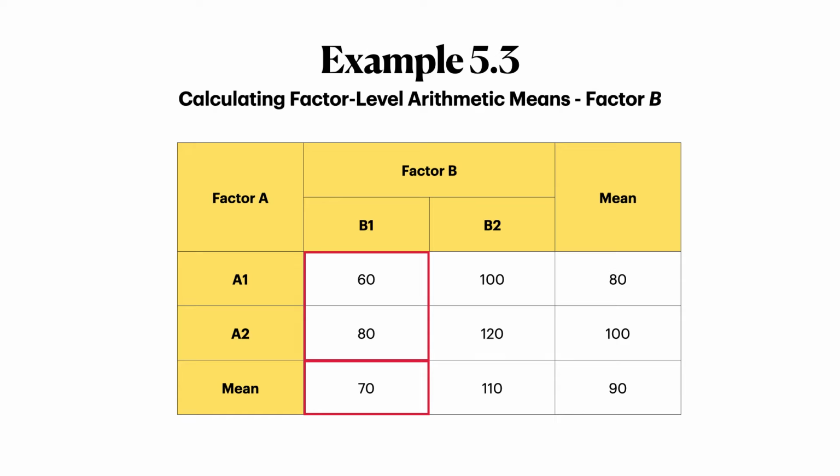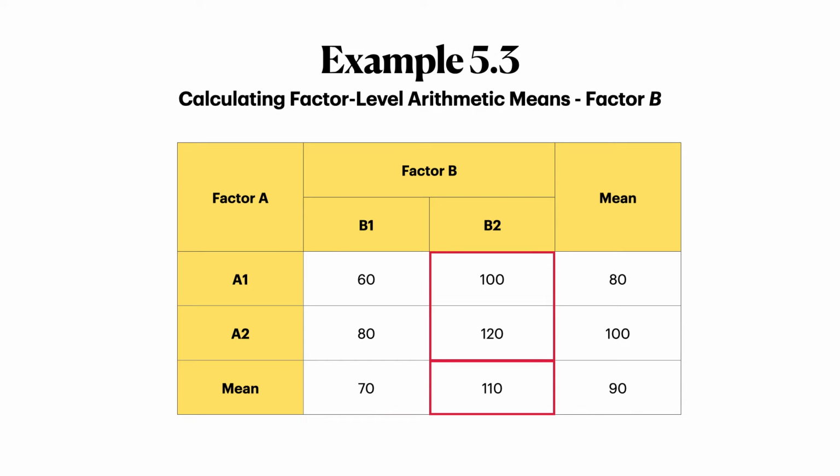All right, so here we see the calculations done in the context of the table, and I've augmented the table with a row for the column means. And so the arithmetic mean for the treatment combination means in the first column is 70, the average of 60 and 80. And then the arithmetic mean of the treatment means for the second column is 110. It's the arithmetic mean of 100 and 120.